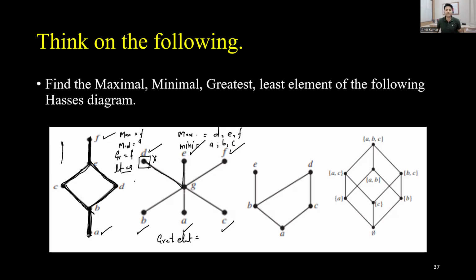So D can't be the greatest. Can I say E? No. E is not the upper bound of D. Can I say F? No. F is not the upper bound of E as well as D. So I can say the greatest element does not exist. In the same manner, the least element also does not exist.